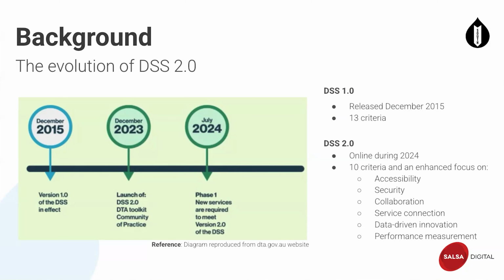In recent times, and I know Siobhan, you did some research into this, and there's actually a blog article on the Salsa website, so that's another context for people to know. But the most up-to-date version, 2.0, has a refined set of criteria, and there's 10 criteria, and they really have an increased emphasis on accessibility, security, collaboration, and service connection.